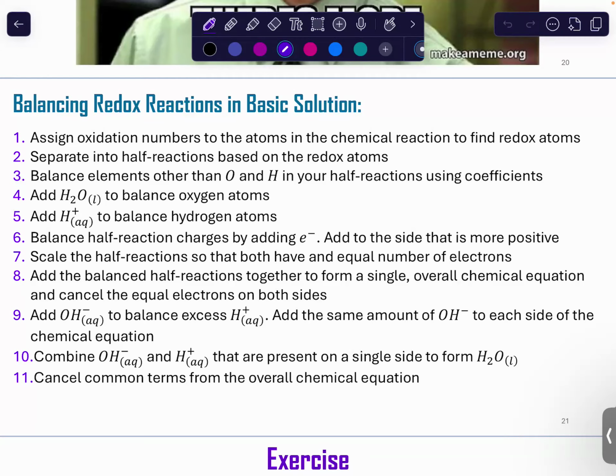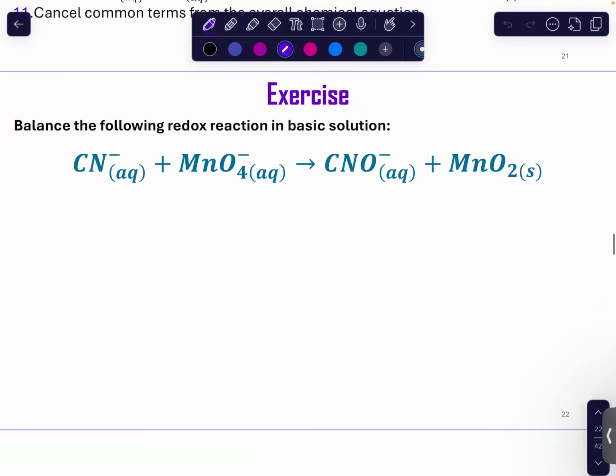Down towards the bottom, once we get through our initial steps, we want to add hydroxides to neutralize the protons. We're just going to look at the equation, see which side has the most protons. We're going to add that many hydroxides to each side, combine into water, and then cancel out like terms. Okay. So here is the equation we're going to use.